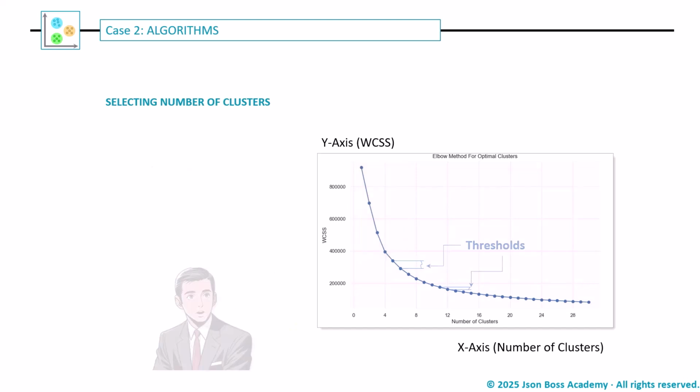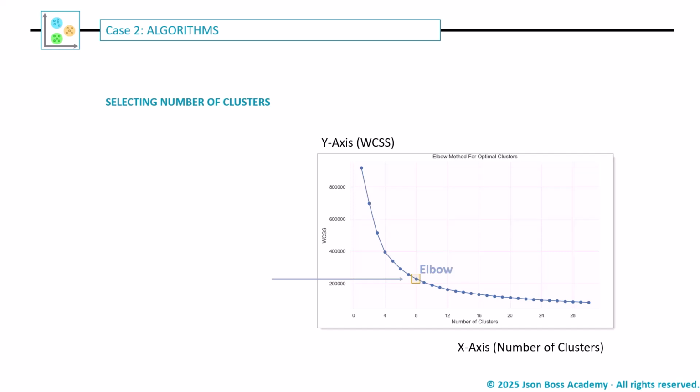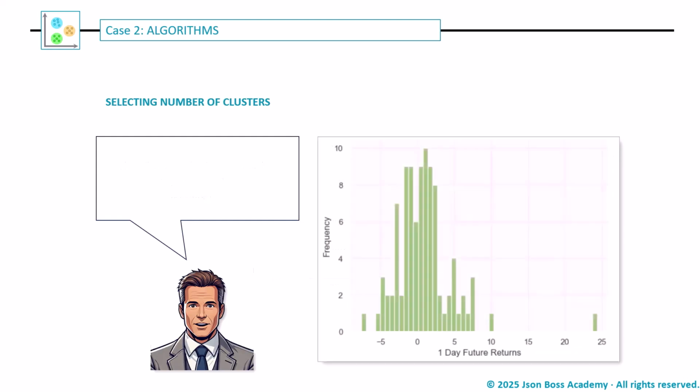John has observed that the elbow occurs at 8 and logically asks us, so should we use 8 clusters? But Micah, who has more experience, adds, the elbow method is a general criterion widely used in machine learning. I suggest that we analyze the clusters with the asymmetry of the returns of the day. Don't be intimidated by the phrase. It simply means if a cluster has a bias towards winners or losers.